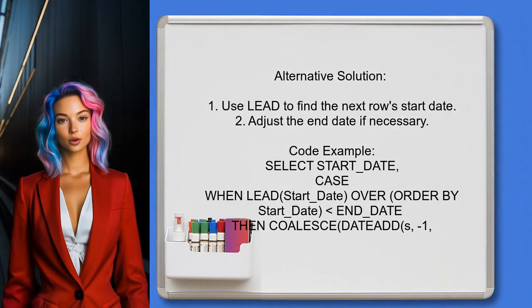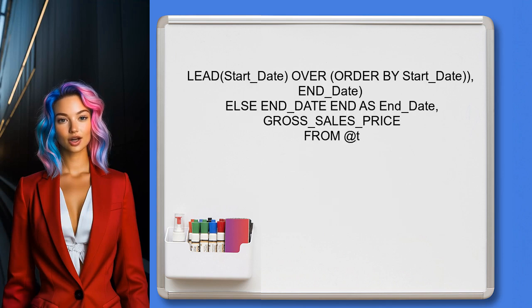An alternative approach suggested by a user involves using the lead function to find the next row's start date. This helps determine if the current row's end date needs to be adjusted. If the next start date is less than the current end date, the end date is updated accordingly.